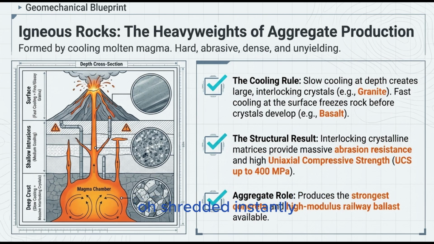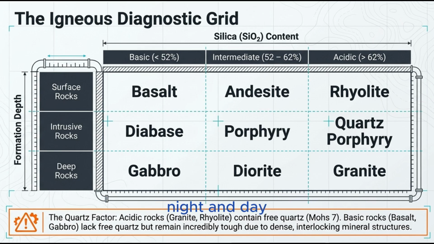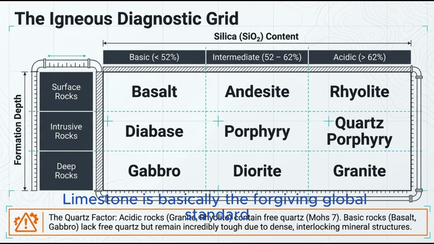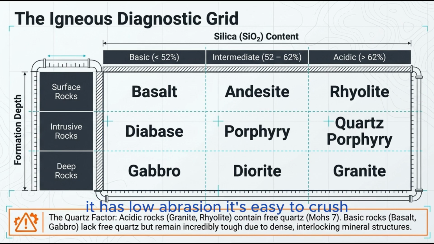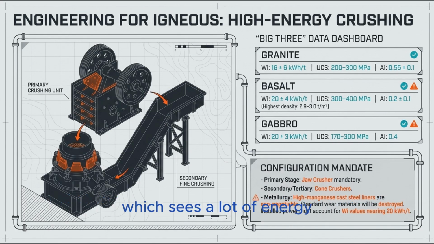Oh, shredded instantly. So moving to the next slide, we see a stark contrast with sedimentary rocks. Yeah, night and day. Limestone is basically the forgiving global standard. It has low abrasion, it's easy to crush. So you don't need the massive jaw crushers. Not always, no. Impact crushers become highly viable here, which saves a lot of energy.